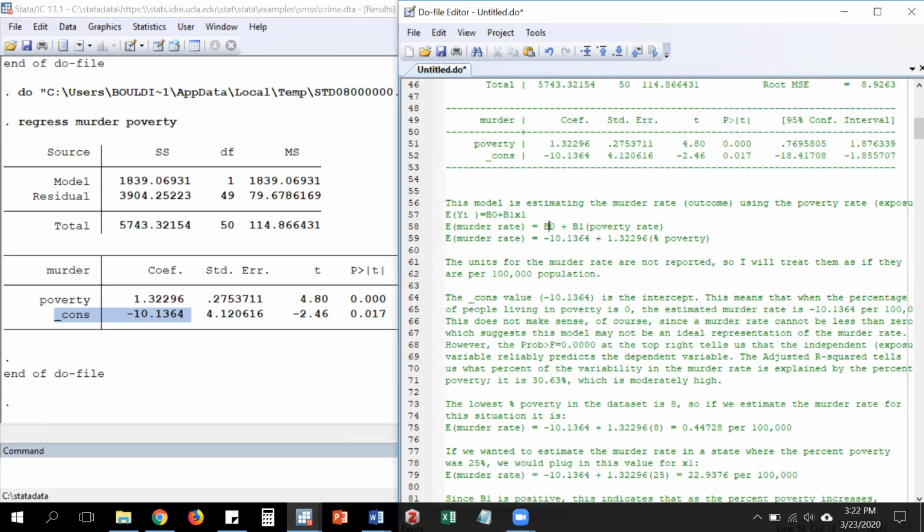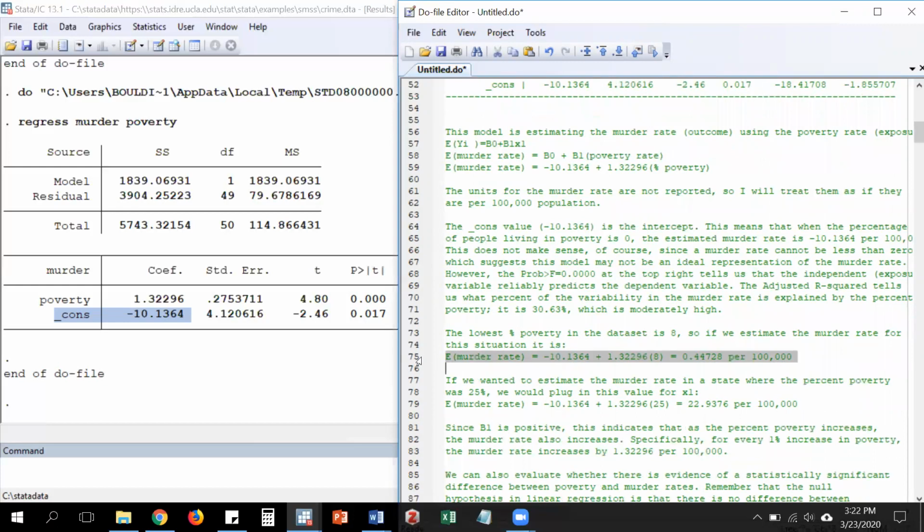But given that 8 was the lowest poverty rate that we observed in the data set, if you go down here a little bit, I've calculated that for you. When we use the lowest observed poverty rate in our data set, which represents the entire US, we would calculate a murder rate of 0.4 per 100,000 people. So the good news is it works well enough for the values we've observed. The bad news is that it's not possible that this is truly the model that represents the relationship between poverty and the murder rate, because it gives us an impossible number for the case when there is no poverty.